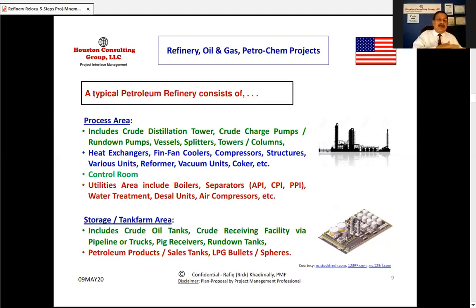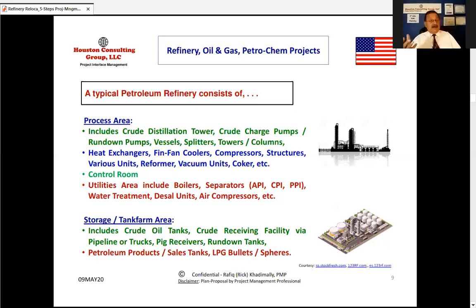Then you have a utility area which has boilers, API separator, CPI separator. CPI stands for corrugated plate interceptor, okay? And PPI is parallel plate interceptor separator. Water treatment plant, desalination unit, depending upon whether the refinery is close to the shore, air compressors, etc. Okay. Then the second one is the storage tank, the tank farm area, which includes crude oil storage tanks, and crude receiving facilities via pipelines or by trucks or both.